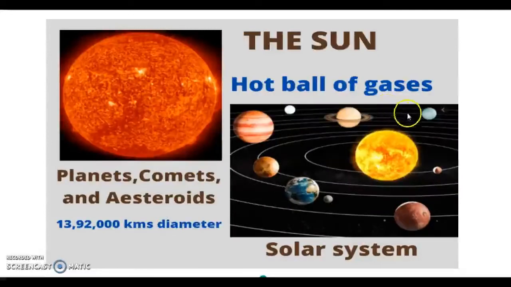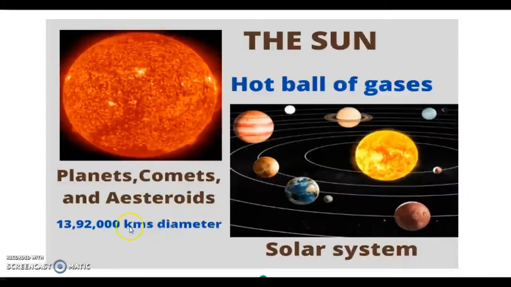What are all these revolving around the sun? Some are planets, some are comets and asteroids. All the planets revolve in their orbits around the sun. Our earth is also orbiting the sun at a distance of 15 crore kilometers, about 15 crore kilometers away from the sun.